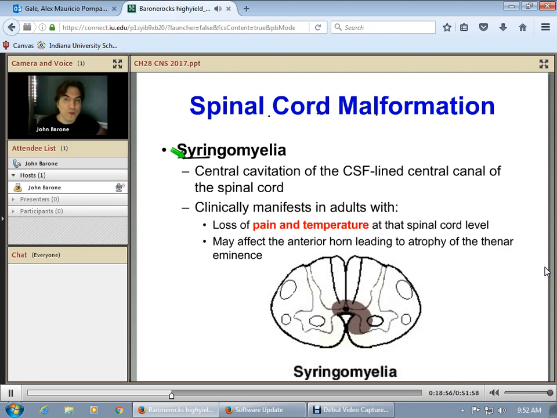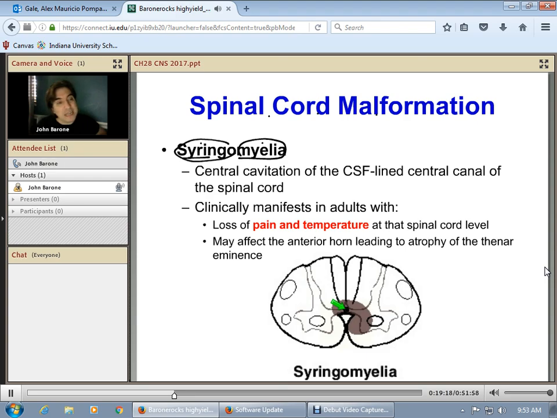This is a spinal cord malformation called syringomyelia. Myelia is spinal cord. Syrinx is a big fluid-filled space. So a big fluid-filled space in the spinal cord. Now, do you remember the spinal cord should have a little hole in the middle? That's called the central canal right there. It should have an ependymal-lined, CSF-filled central canal, right?